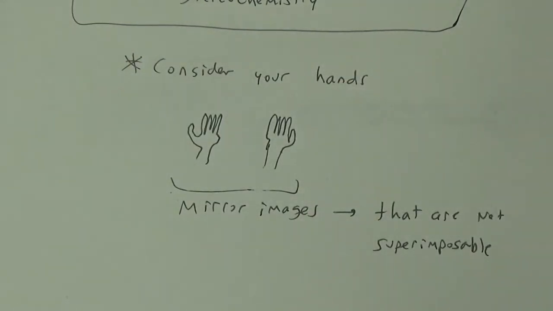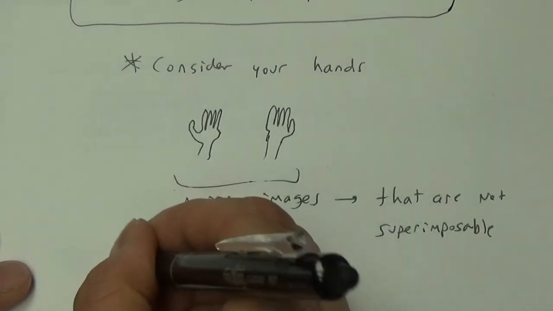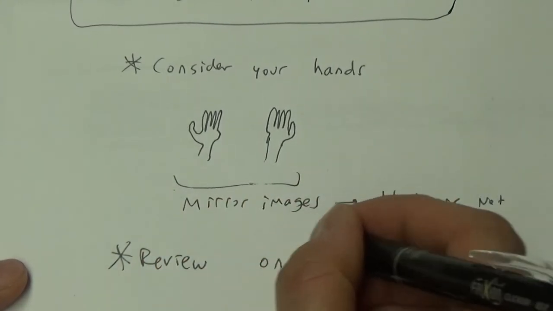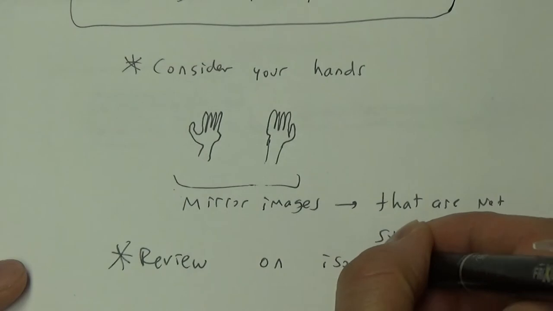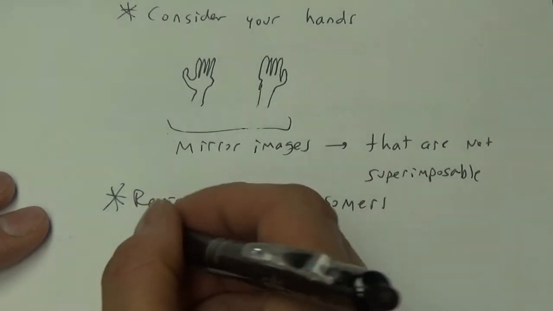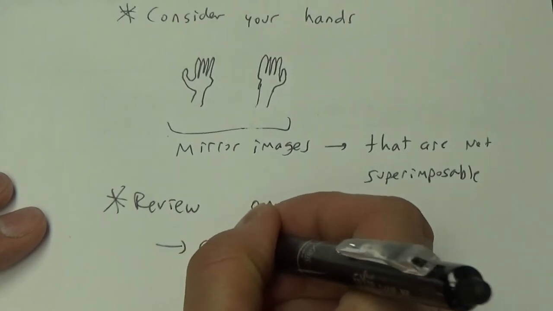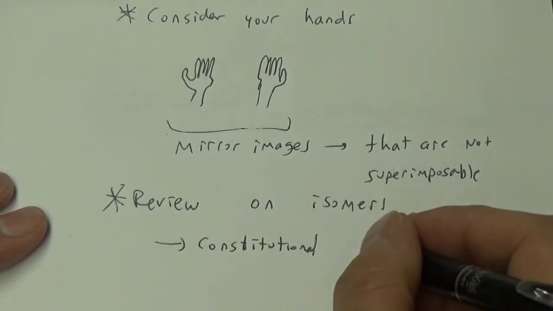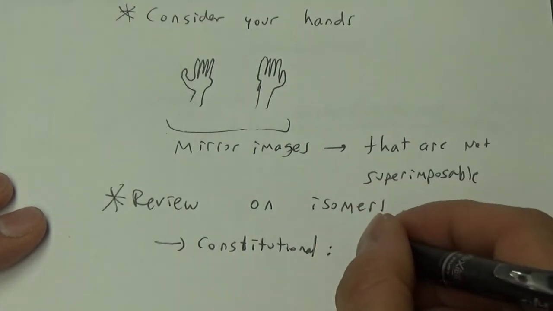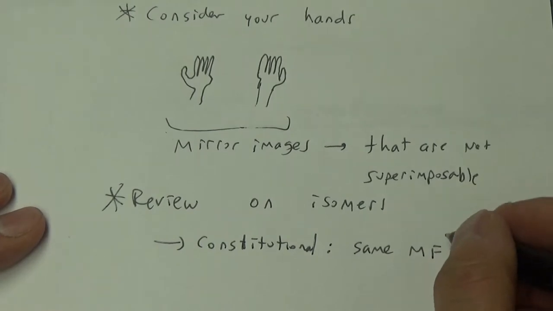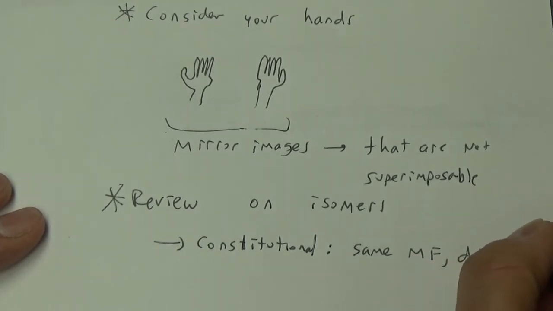So let's talk about isomers again. Review on isomers. Different kinds of isomers. So what are the different kinds of isomers? We had constitutional isomers, which have the same molecular formula but different connectivity.